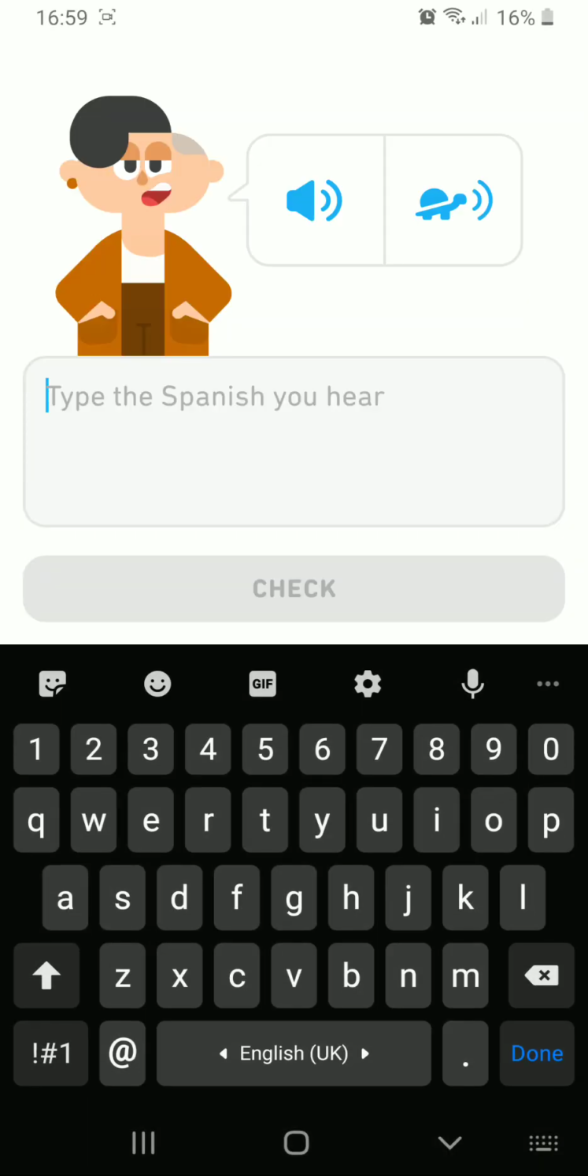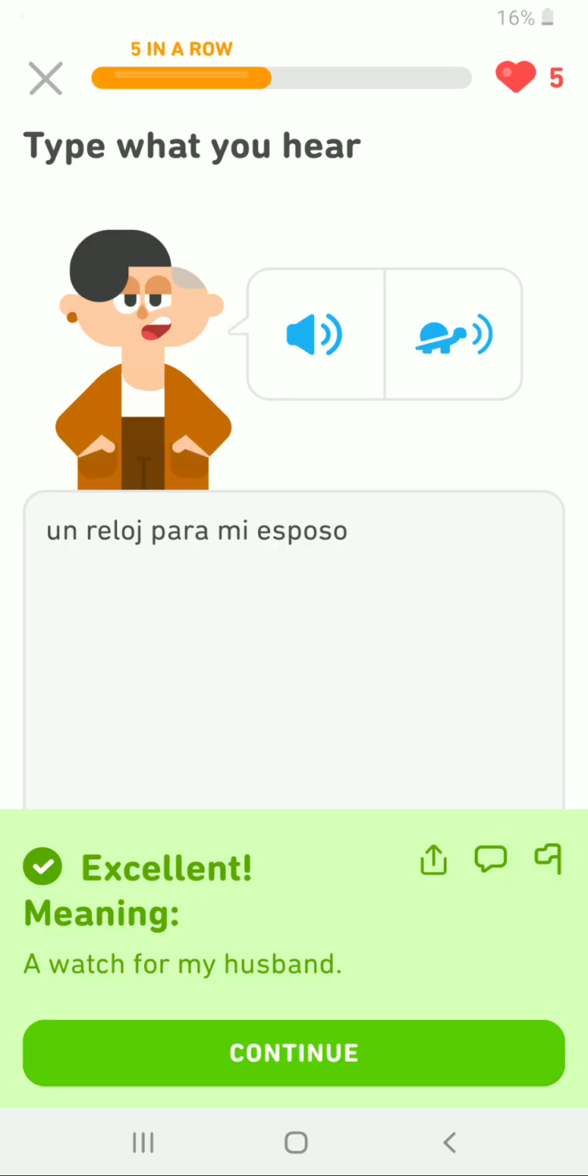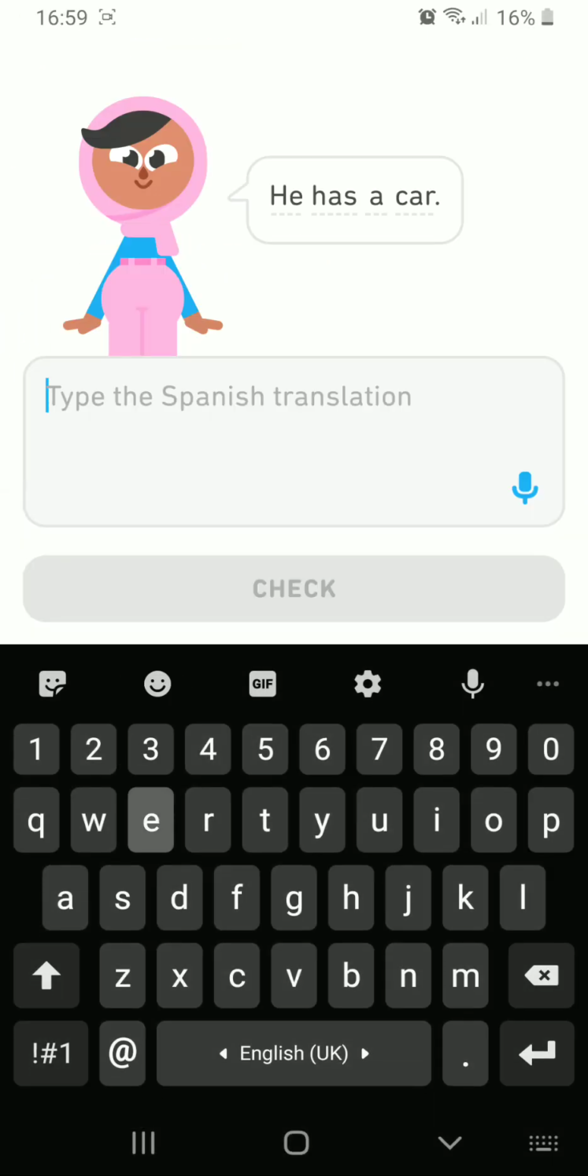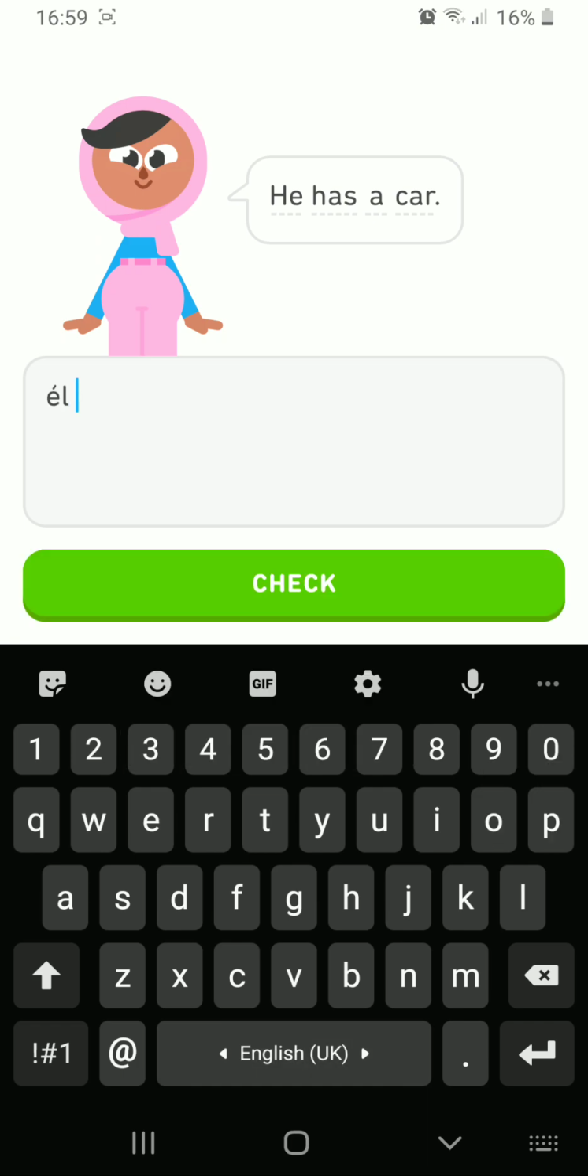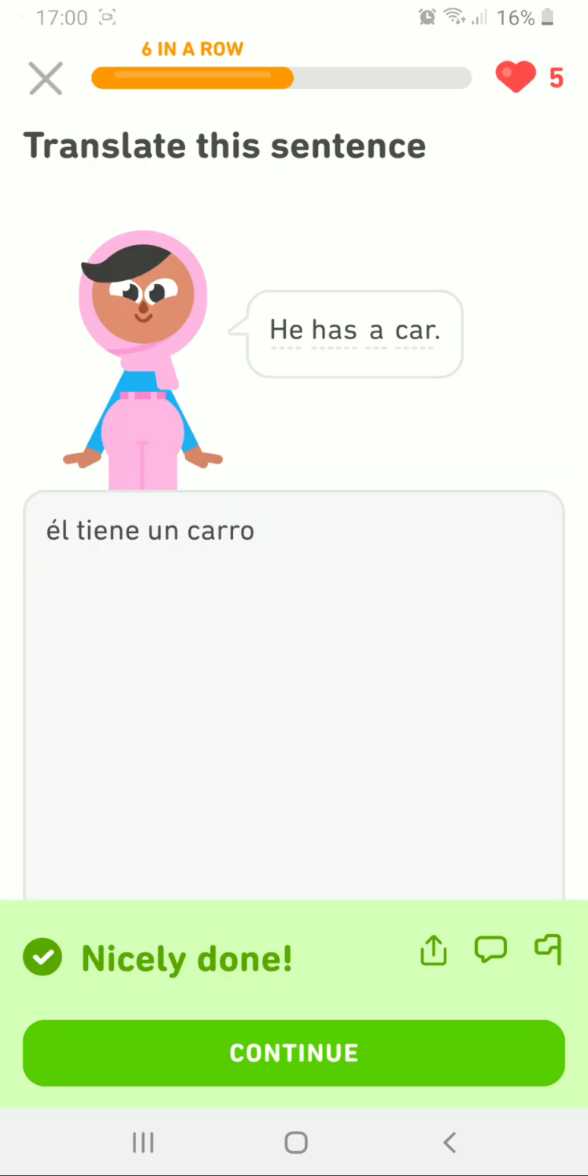Un reloj para mi esposo. Esposo, esposa. Esposo is husband. Esposa is the wife. So un reloj, it's a watch. Para, it's for mi esposo. He, it's él with the accent. Él tiene, ¿qué tiene? Él tiene un carro, with double R. If it's with one R, it means expensive.